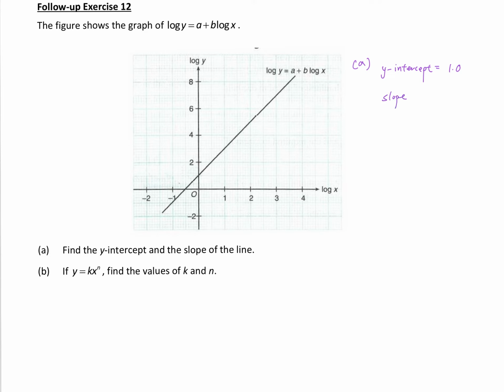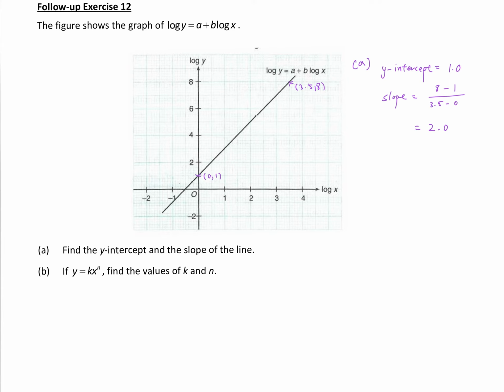Maybe you can choose two coordinates. For example, this one is 0 and 1, and this point is 3.5 and 8. So apply the formula: 8 minus 1 over 3.5 minus 0. So the answer is 2. Maybe 2.0 is okay because these are approximate values. The y-coordinate of this point is not exactly equal to 8. Okay, maybe it's 8.0 and this is 1.0 and so on.